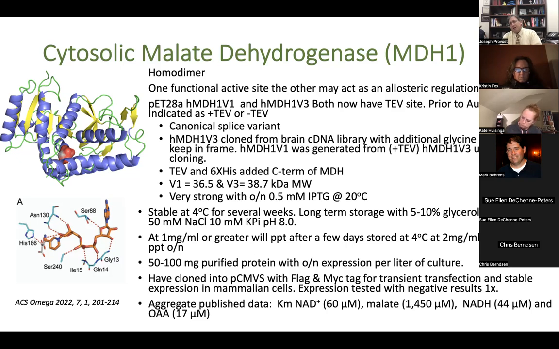The aggregated published data I show here, I have a set of reviews on human MDH that talks about the kinetics, the structure, interactions, regulation, and post-translational modifications. And these numbers are just an aggregate average of a number of different publications. So you can kind of get a feel for things.